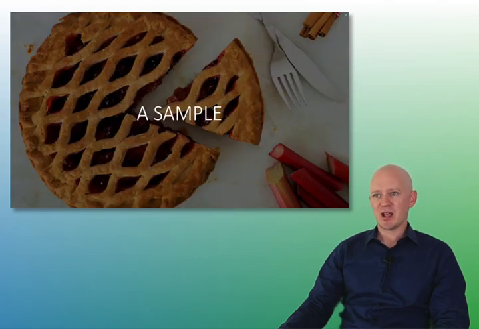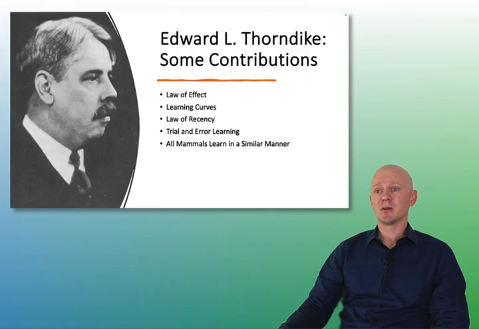But again, I can just provide a sample, and what I'm going to provide is just some important historical events and people in applied behavior analysis. Oftentimes when you hear applied behavior analysis and the history of behavior analysis, people just talk about B.F. Skinner. And I can't underscore the important contributions that he's provided, and the field might not be where it is today without his contributions, but there are also some historical antecedents to even his work that I think are important to note. So Edward Thorndike, some of his contributions were the law of effect, learning curves, the law of recency, trial and error learning, and that all mammals learn in a similar manner.